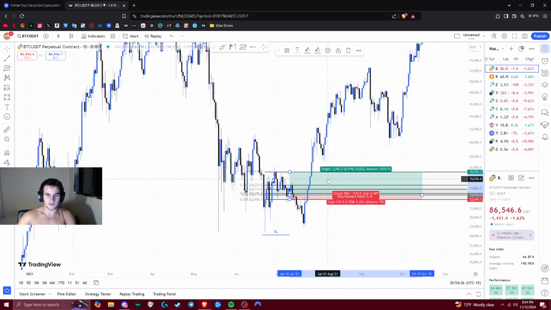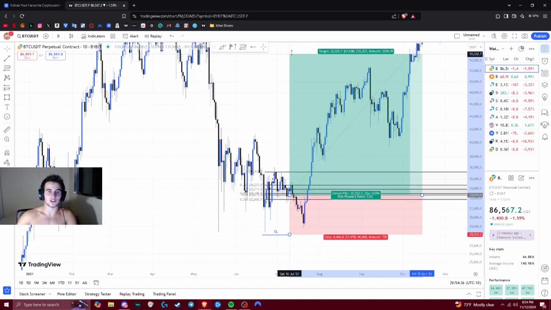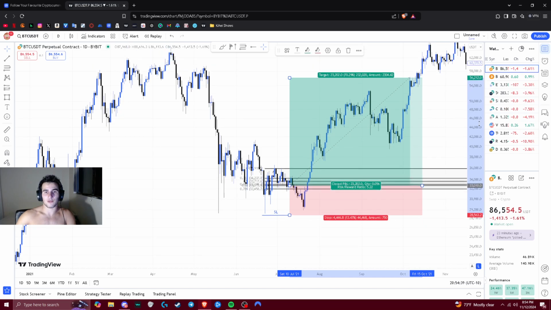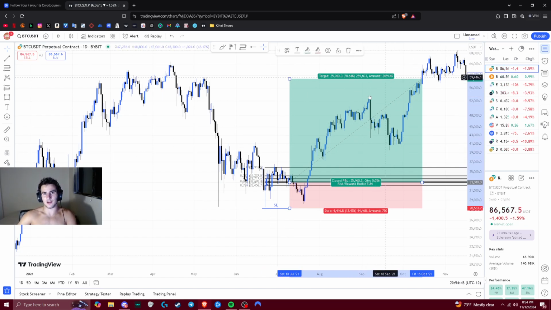That would be a 5.76 RR, even though that wouldn't have worked for this setup. So that's why generally I like to have my stop loss below the liquidity, because that just allows for longer trades. And then I would put it back at the high up here. But yeah, this would have been a fucking insane trade.